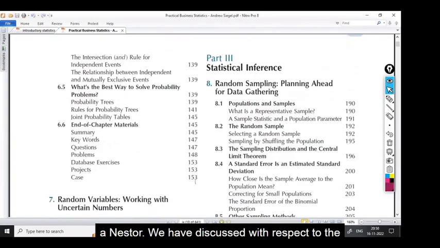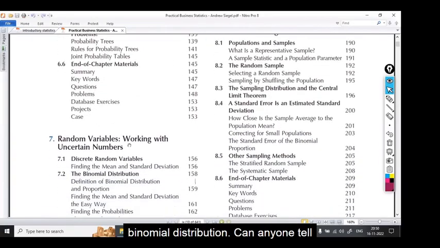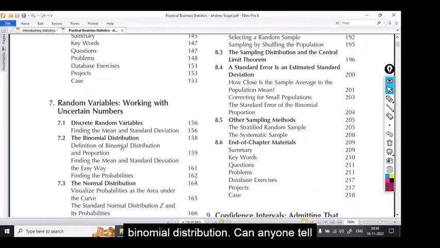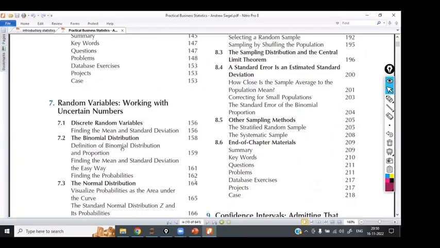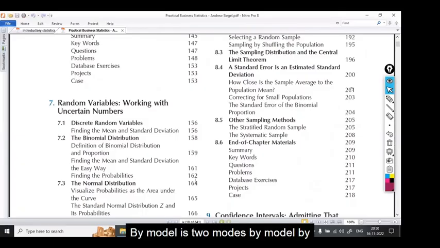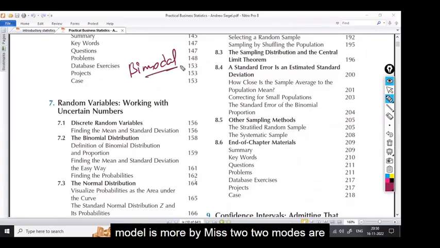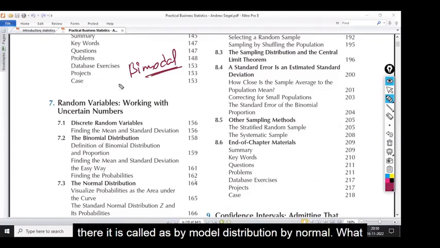And next we have discussed the binomial distribution. Can anyone tell me what is meant by binomial distribution? Bimodal is two modes. Bimodal. Modal means mode. Bi means two. Two modes are there. It is called a bimodal distribution.